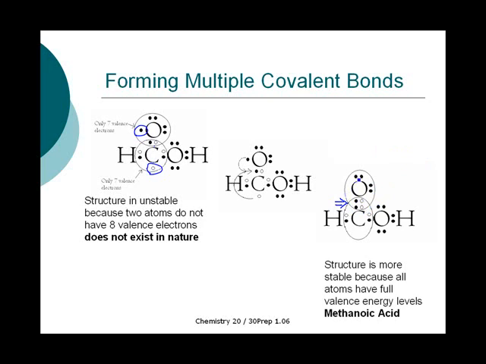This way they each have 8 electrons in their valence orbital. So if we take a look at oxygen, 1, 2, 3, 4, 5, 6, 7, 8. So those 8 electrons count towards its orbital. Carbon has a similar situation where the 4 that are being shared, and it has 4 more that are being shared with other atoms. So that is now a more stable structure. This is actually the structure of methanoic acid.